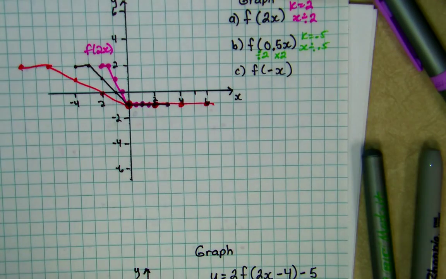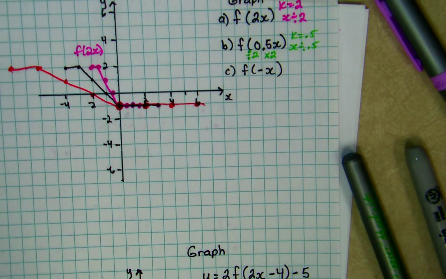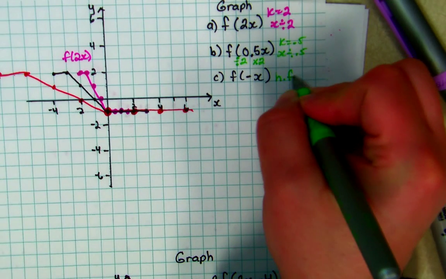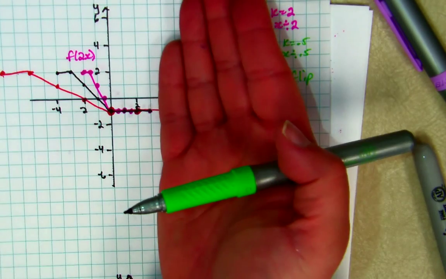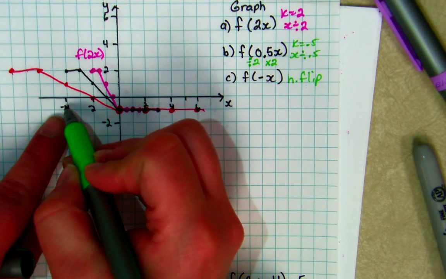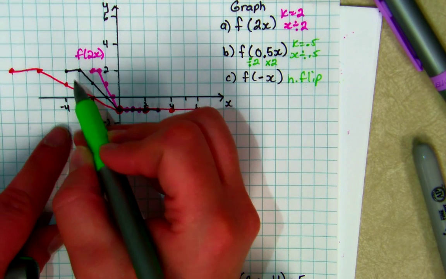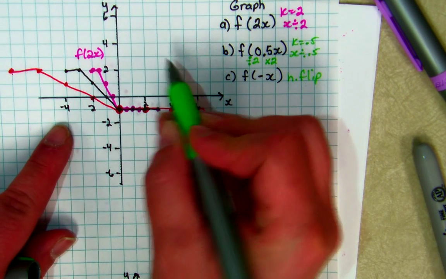Then the next thing we need to look at, well, what if k is negative? If k is negative, then it's going to be a horizontal flip. So instead of flipping it up and down like our A did, we're going to flip it left or right. So I'm going to take each of my x's and go to the opposite of it, keeping the point at the same height. So negative 4 is going to go to positive 4.